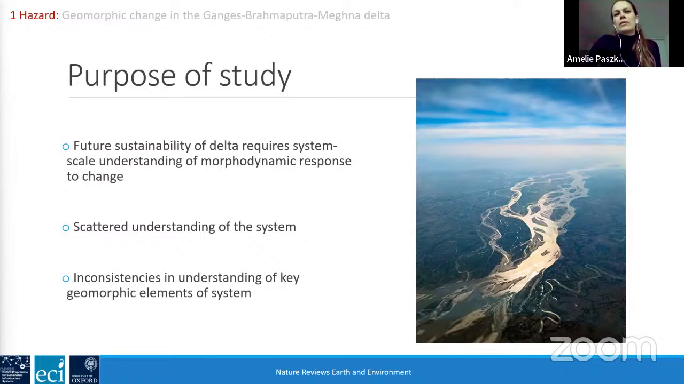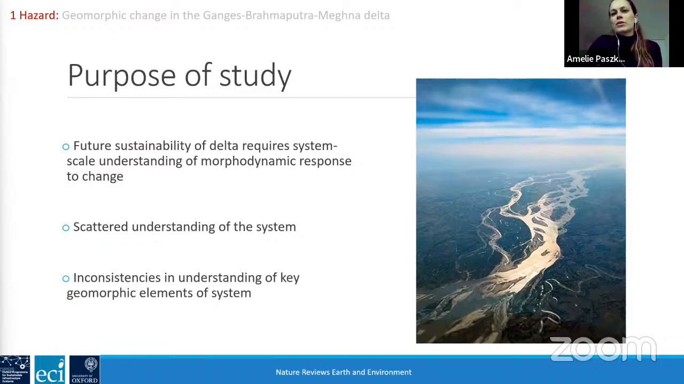On top of this, I was also finding quite a lot of disagreement on some of the key geomorphic elements of the GBM system. There were disagreements on how much sediment was being deposited across the deltaic landscape and the predominant mechanisms that drive geomorphic change in the delta. For example, some studies were suggesting that the GBM delta is a stable delta system that is still growing and prograding into the sea, whilst other studies were suggesting that it's one of the world's sinking deltas. These types of inconsistencies create confusion and can also result in these processes being ignored entirely when we start talking about deltaic risk, because there's a lack of understanding of what's actually going on.